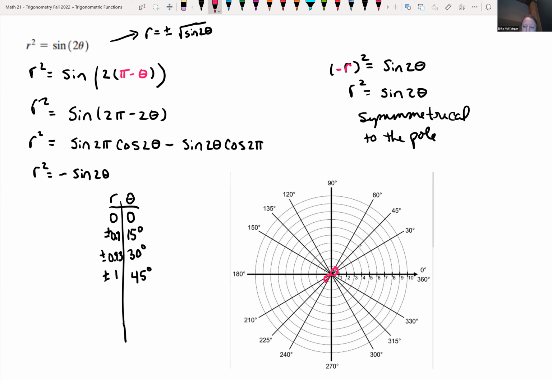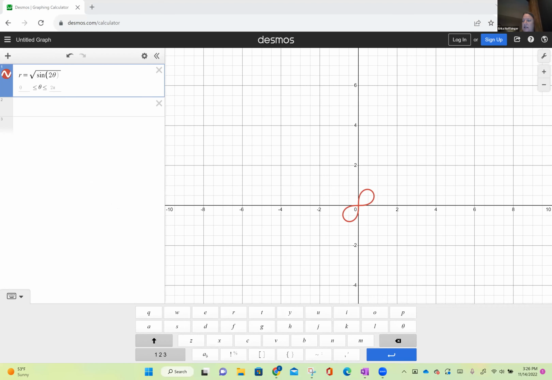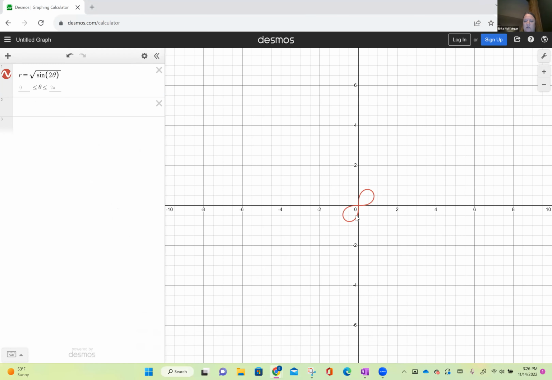Something that looks like this when we graph it. And so let me pull that up on Desmos to show you that we would get the same thing. Okay, so when I plugged it into Desmos, they didn't like r squared equals. So we can solve for r by taking the square root of both sides. And if we do that, you'll see that you get what we got, this propeller shape that goes through the polar axis.